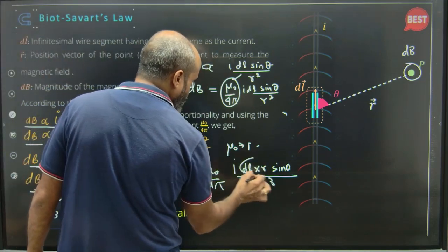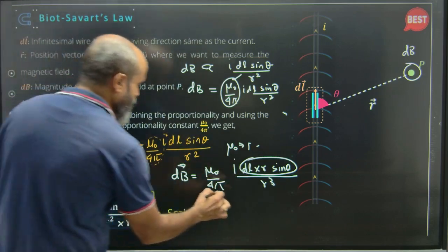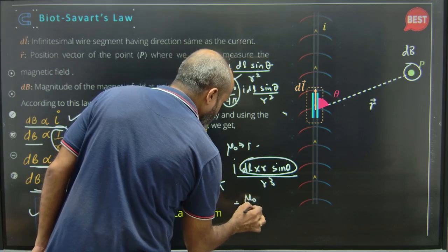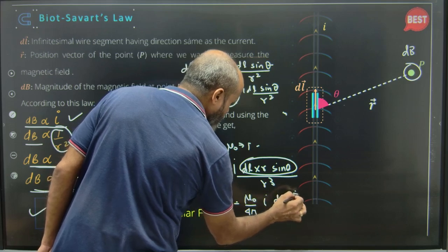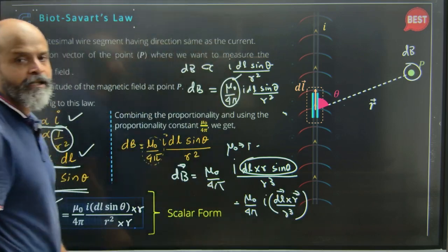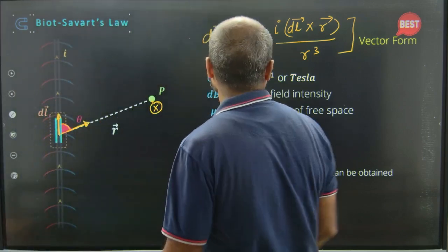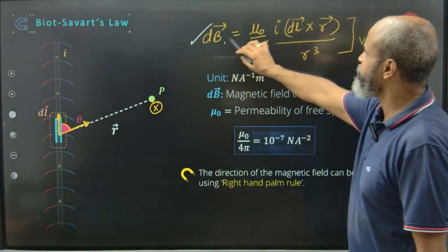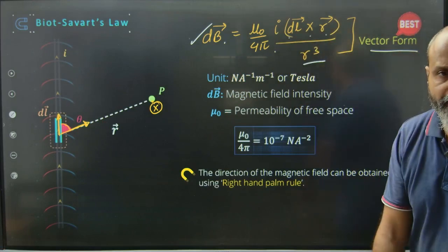So obviously dl r sine theta is nothing but a vector product of dl and r. So here we can write mu naught by 4 pi I dl into r upon r cube. Okay. So this will be the vector representation. dB is equal to mu naught by 4 pi I dl into r by r cube. This is going to be the vector format.